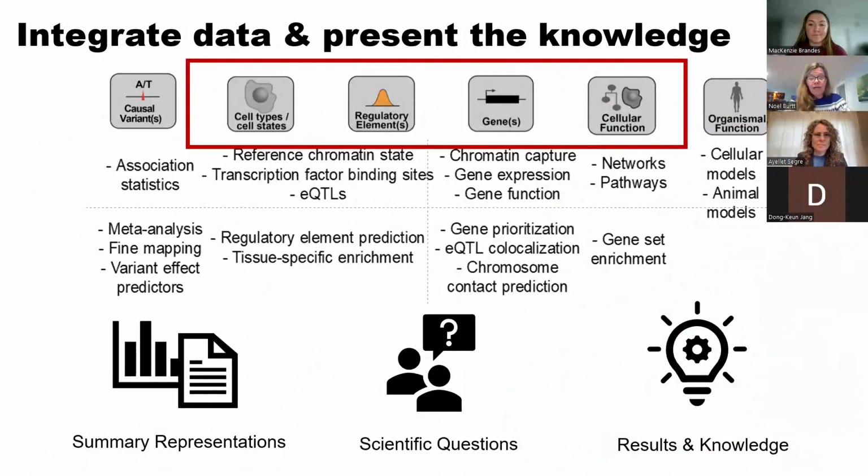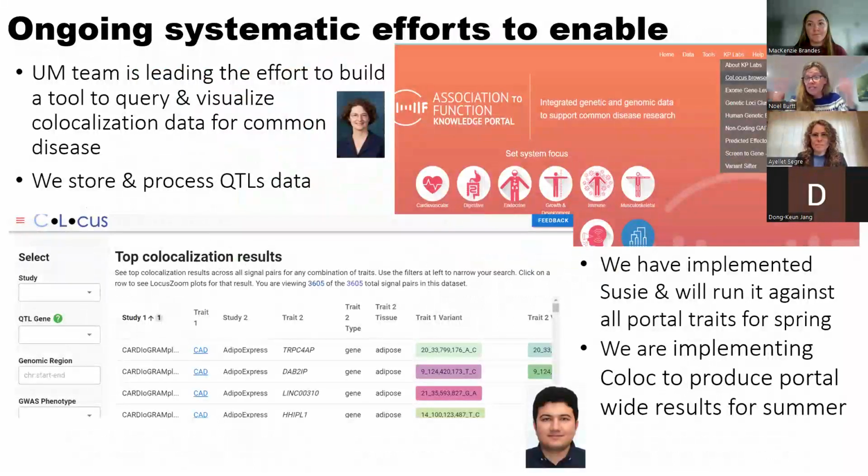So in this space, you could have large efforts like GTEx, and large efforts like ENCODE, and large efforts like what CMDGA is doing to work with us to bring all the genomic annotations together. But certain people have really great work in certain areas. Particularly today, we're going to focus on QTLs and colocalization. While we have ongoing efforts in this space, we have a systematic effort to lead a mission that Michigan is leading to build a resource called Colocus to visualize and query colocalization for common diseases. And that's available in a very early version on the portal right now.